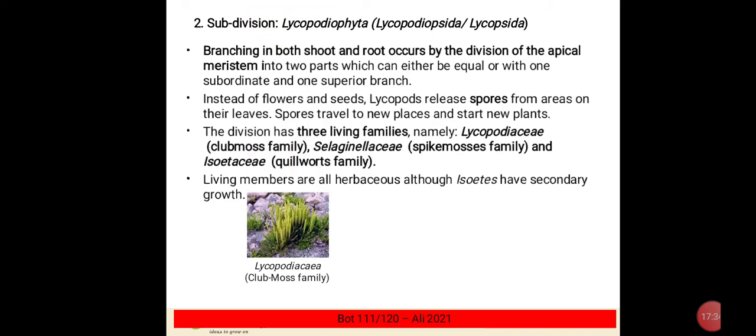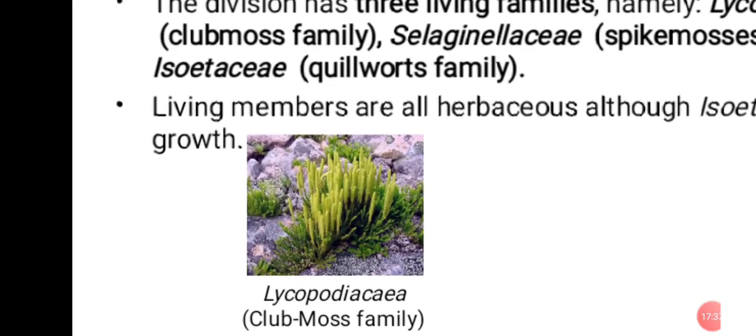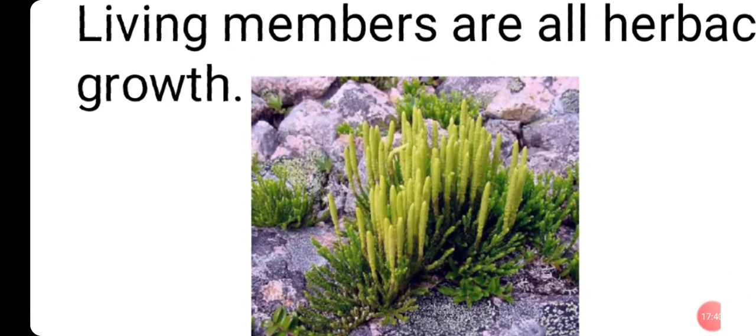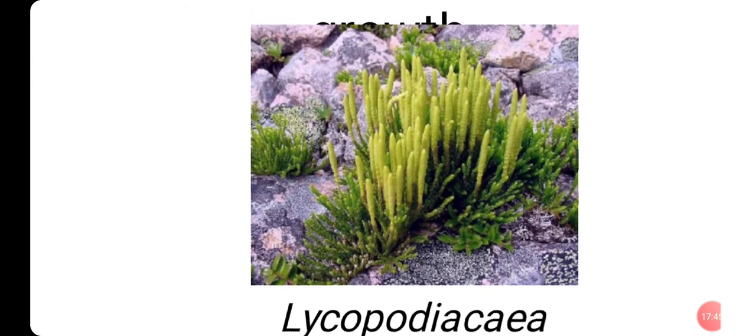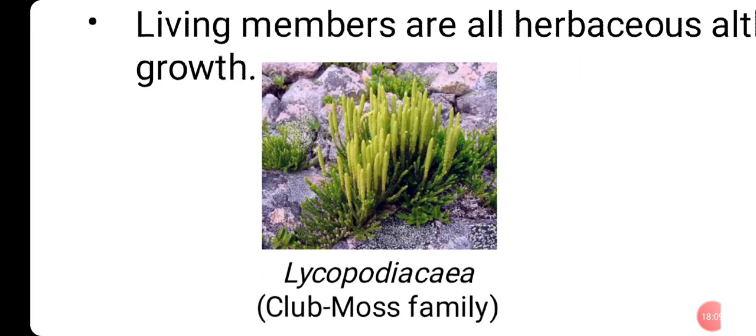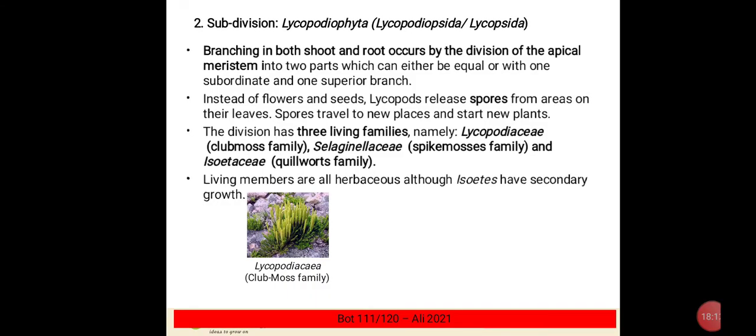This is an example of a Lycopodiaceae. This is the clubmoss family. This is a typical diagram of a clubmoss. You can see it very well. The green ones are the leaves. We say they have leaves, roots, and stems. Remember, in Psilotophyta we say they have no true leaves and no true stems. But in Lycopodiaceae, they have leaves, stems, roots, and also rhizomes. That's a typical diagram of a clubmoss or Lycopodiaceae plant.